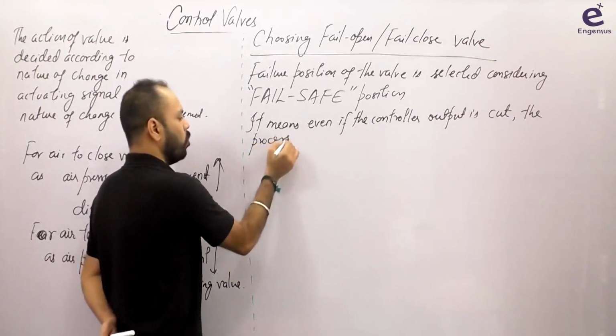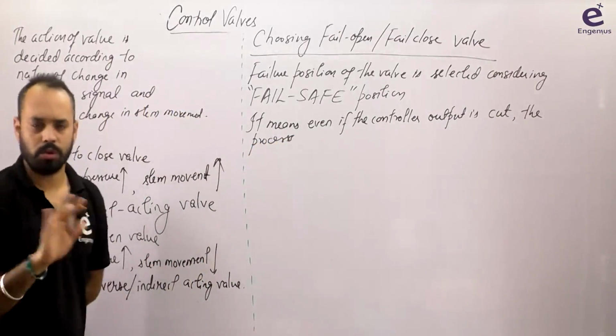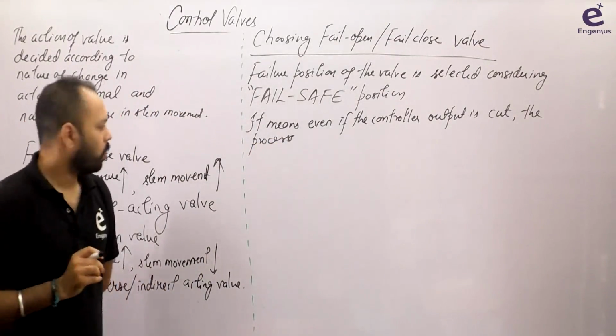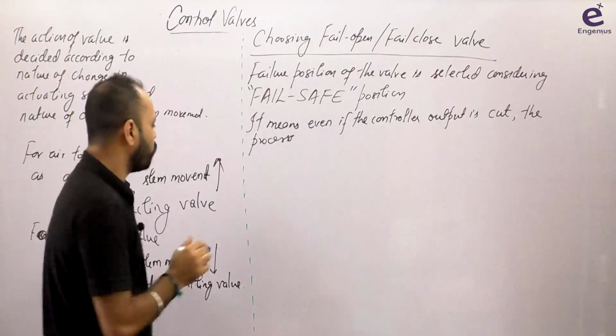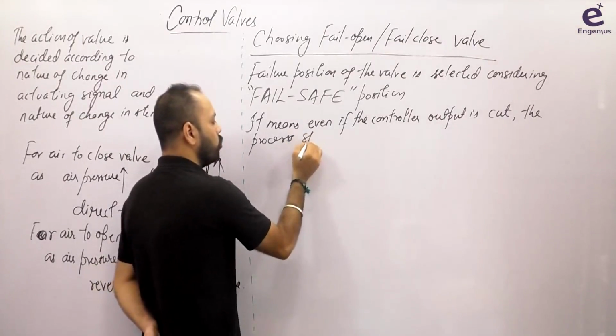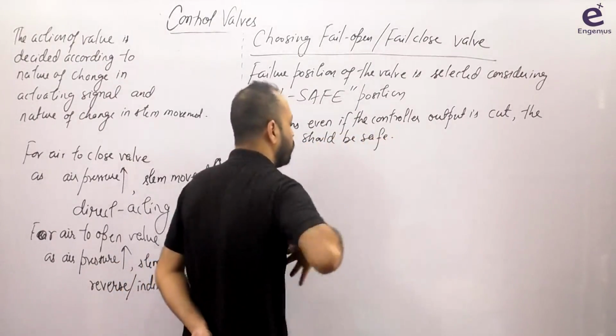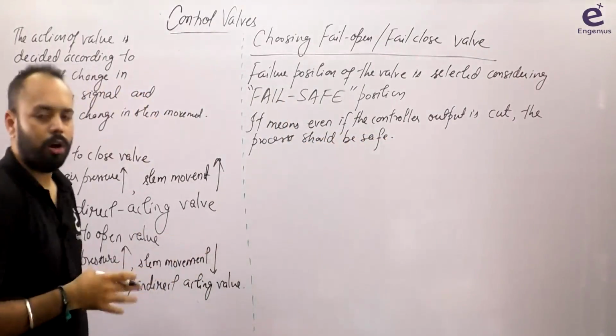तो मतलब इसके पीछे कंट्रोल का कोई फंडा नहीं है क्या इनके सिलेक्शन के पीछे? No, there is no funda of control for selecting air to close and air to open, right? So it means even if the controller output is cut, the process should be safe. Ultimately, in chemical industry, I told you that safety is the thing. Now, how you are going to decide?